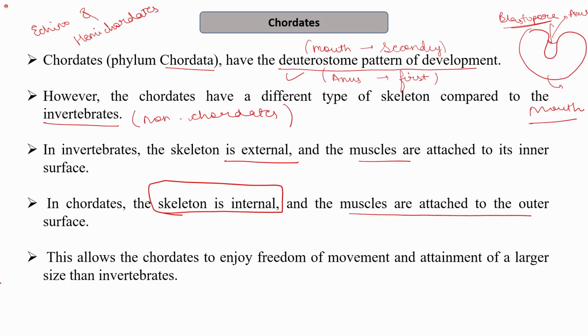So what is the advantage of this? This allows the chordates to enjoy the freedom of movement. So we are able to move our hands, we are able to move our legs, we are able to shake it because our muscles are attached exterior to it, and it allows the freedom of movement and attainment of a larger size than the invertebrates because the muscles can develop, right? The bones will acquire a particular length and then they will stop growing, but the muscles will keep on developing. Therefore, it allows a larger size development in the vertebrates as compared to the non-chordates.